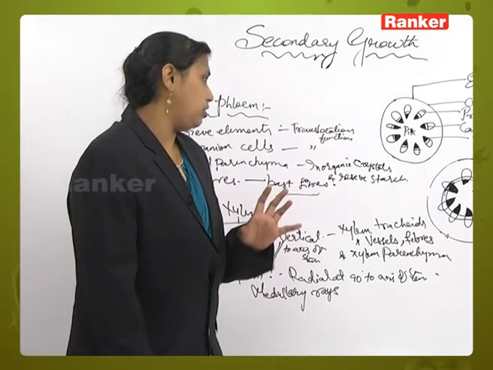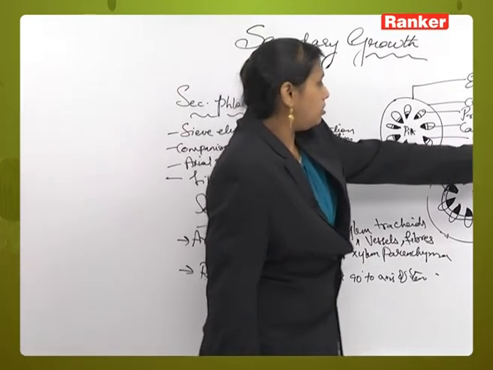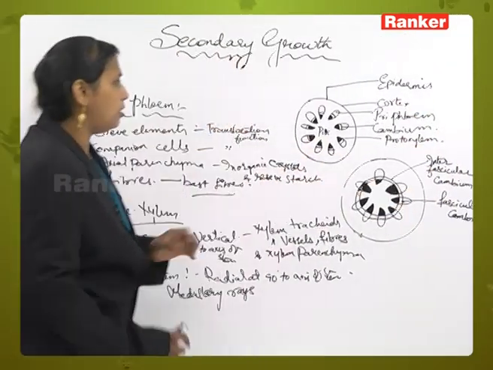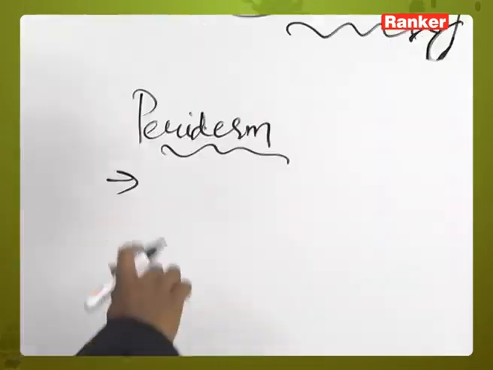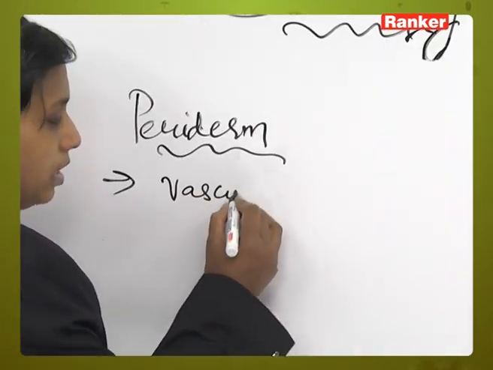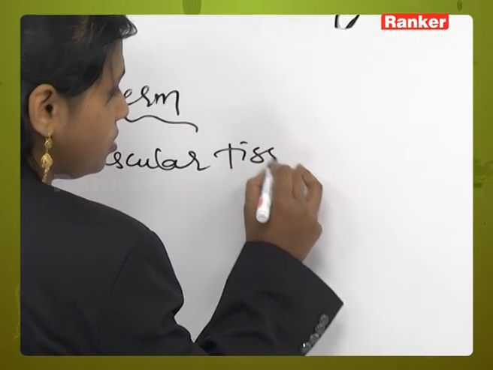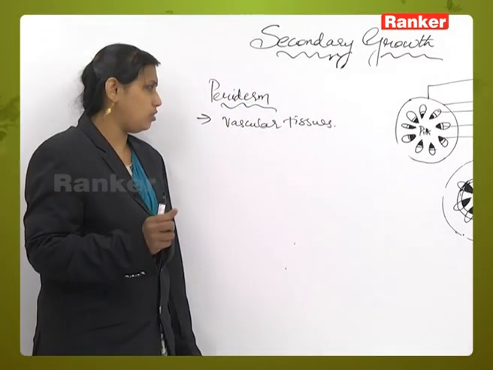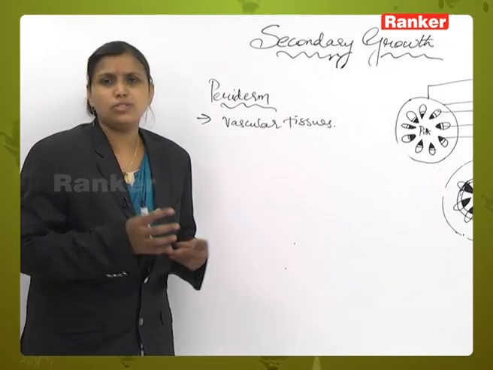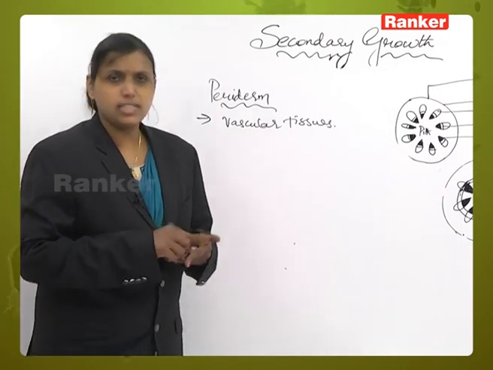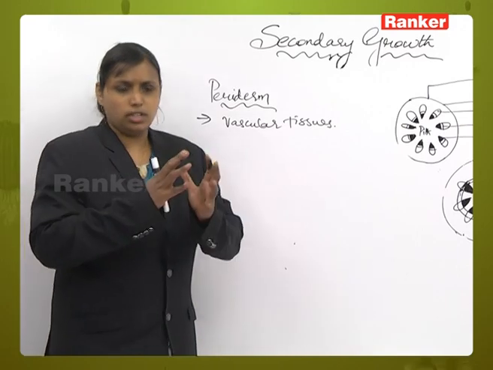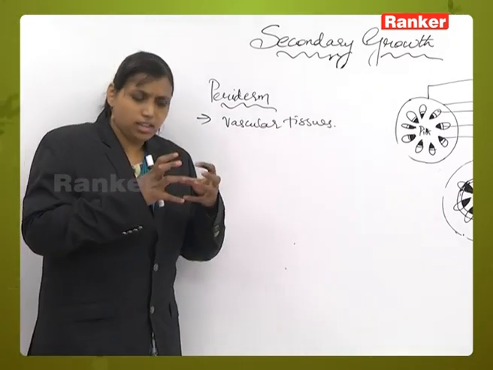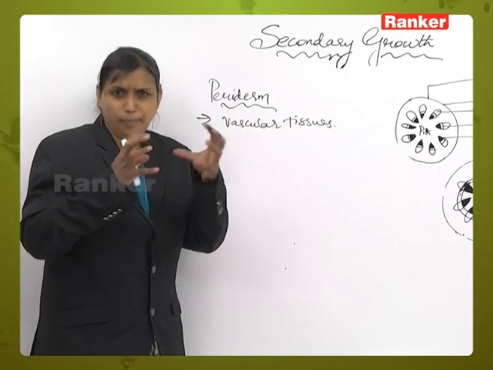Okay. Now next, we have talked about the cambium, primary phloem, cortex, protoxylem. Now we will talk about the structure called periderm. Here we will talk about vascular tissues. Due to the secondary growth, what is happening? The area of the vascular tissue system is increasing, and because of this there is stretching and pulling of all the epidermal cells.